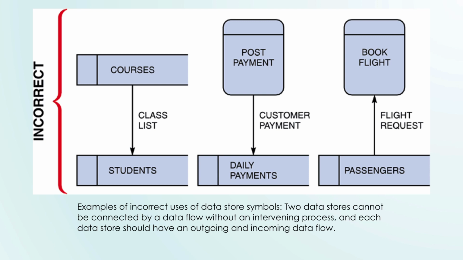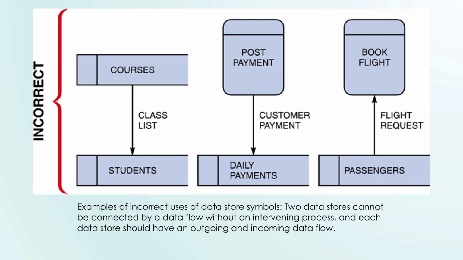It cannot happen. The data from a data store must go through at least one process before it goes into another data store. Here, from one data store, courses, it goes straight away to another data store without any process. So in order to move from one data store to another data store, it must go through at least one process.